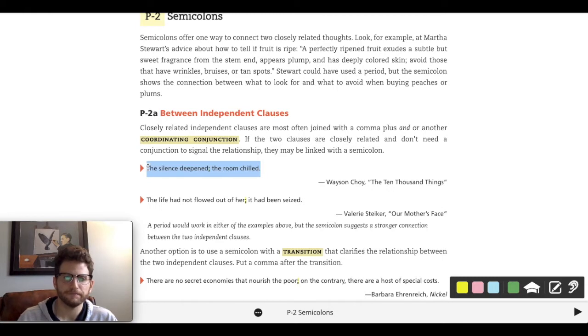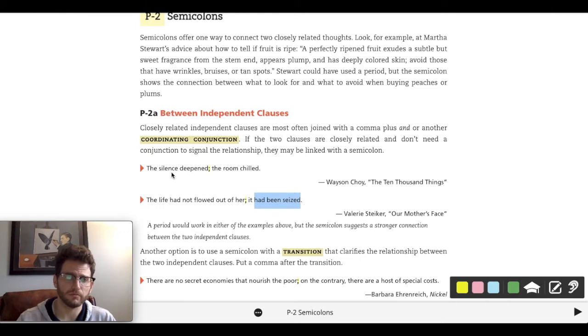Look at the next example. "The life had not flowed out of her, it had been seized." Okay, so there you've got two sentences, two independent clauses, and we can check. Subject, helping verb plus verb, and then subject, and then helping verb plus verb again. And so, are they closely related?